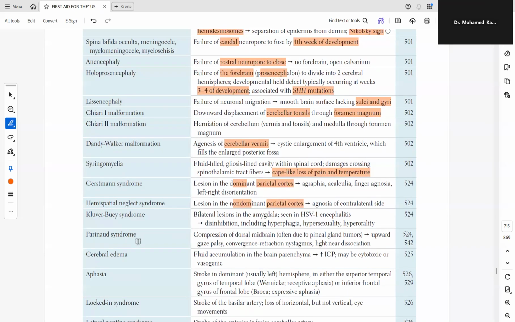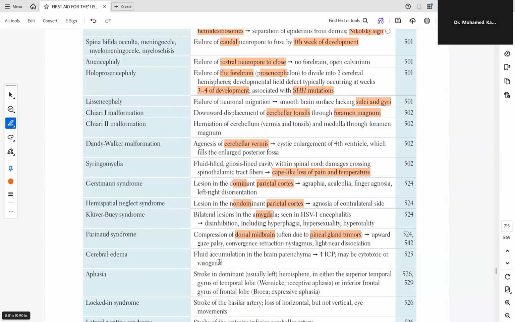Klüver-Bucy syndrome, bilateral lesion in amygdala, seen in HSV-1 herpes simplex virus number 1 encephalitis, leads to disinhibition, including hyperphagia, hypersexuality, and hyperorality. Parinaud syndrome, compression of dorsal midbrain, often due to pineal gland tumors, leads to upward gaze palsy, convergence-retraction nystagmus, light-near dissociation.